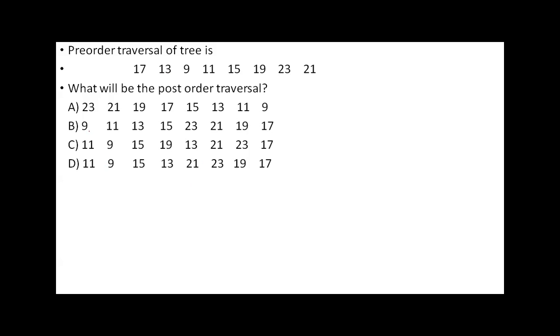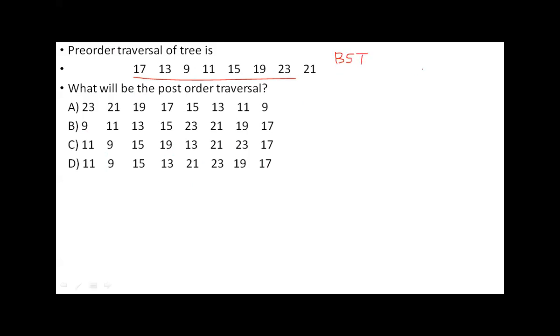So we discussed in-order, pre-order and post-order traversal. So how to get the answer for this type of question? When such a question is given, where only one traversal, pre-order or post-order, is given, you should assume that it is a binary search tree, BST.